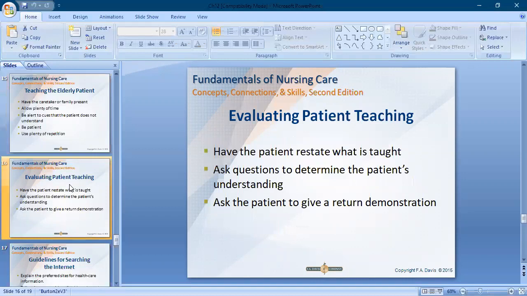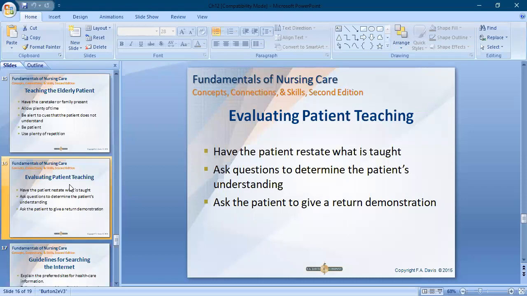Now here they said evaluation of the patient teaching. After all of this, we have to evaluate the patient. Evaluate what we taught the patient. Ask questions to determine the patient's understanding. We have to ask some leading questions to find out whether my patient understands it.